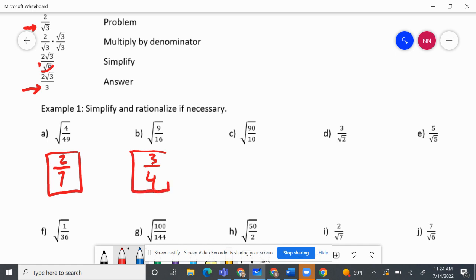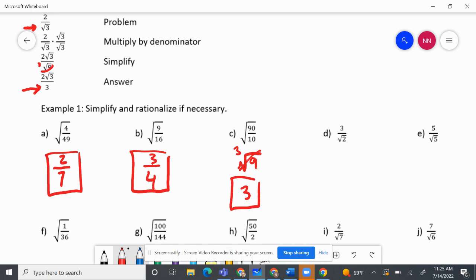so our answer is 3/4. Now, letter C, we don't have a square root of 90 or 10, but notice that we can simplify this. 90 divided by 10 is 9. And we know that the square root of 9 is 3, so our answer is 3.